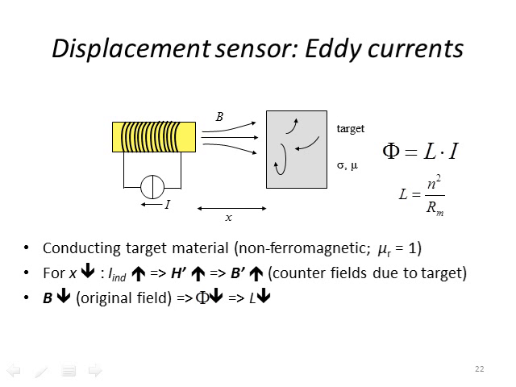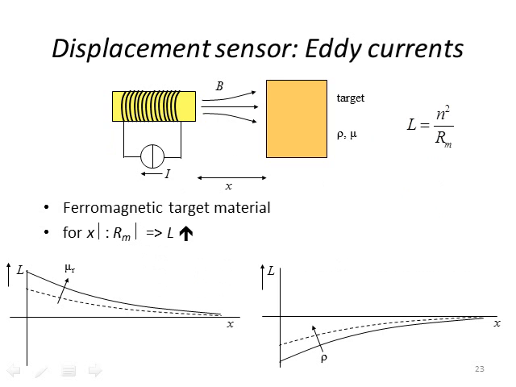So if we have a conducting target material, which means we have a high sigma, and our permeability is 1, then as x, the displacement between the target and the sensor, is reduced, our induced current is going to increase, and then the counter fields due to the target are going to increase, which means that the original B field is going to decrease, and then both the flux linkage and the magnetic flux are going to decrease. Okay, that's one thing.